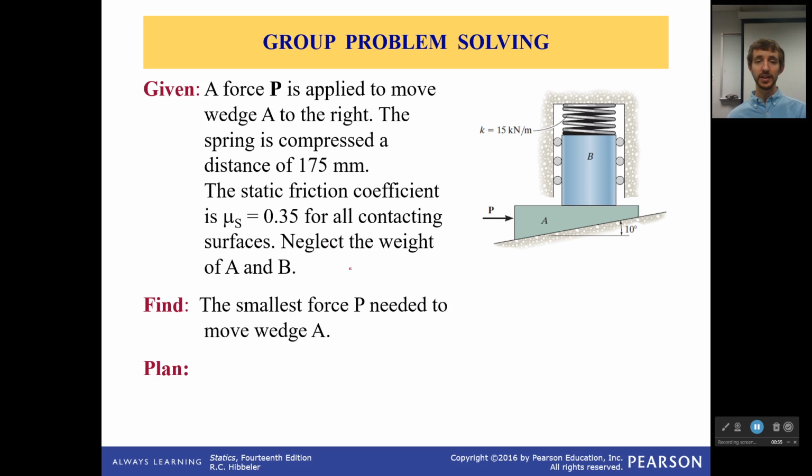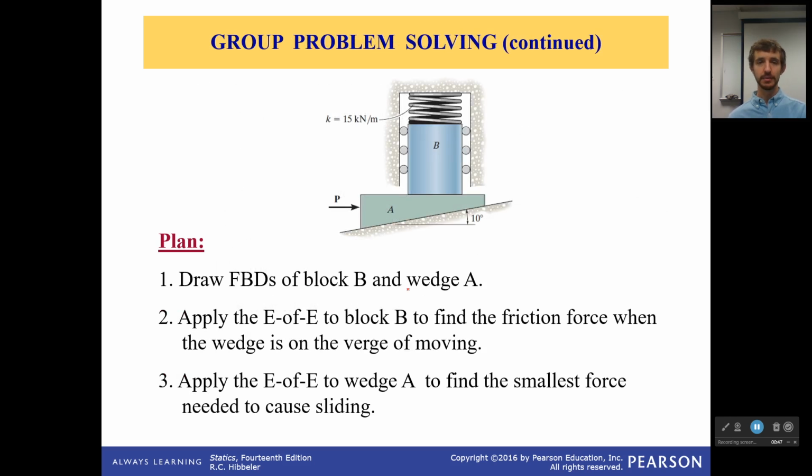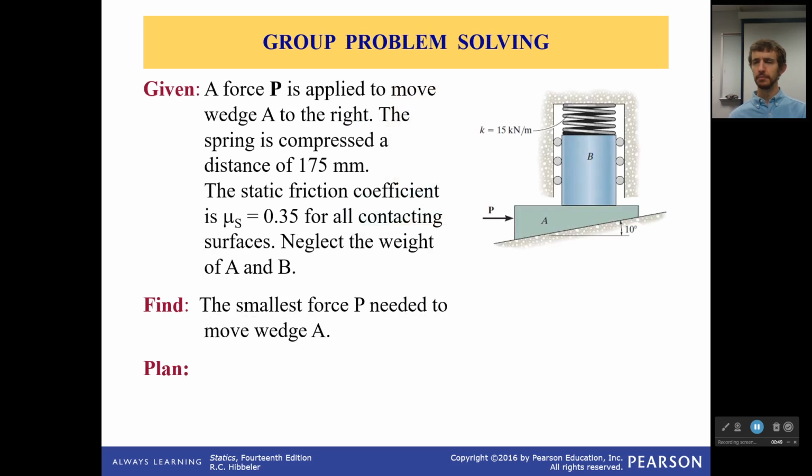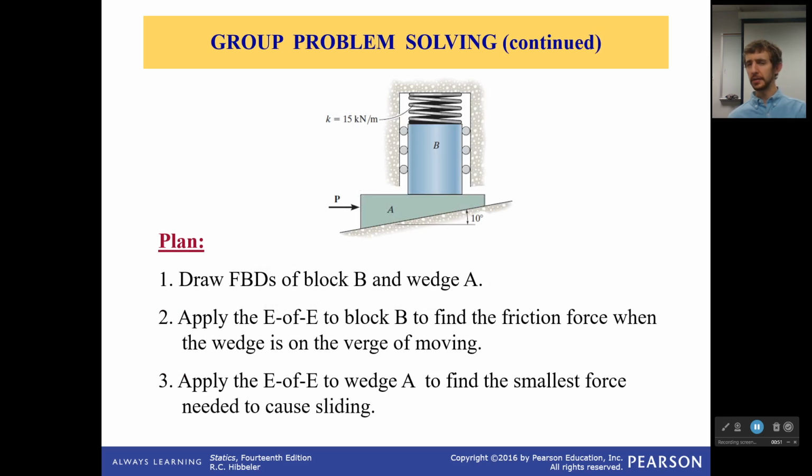We can neglect the weight of A and B. It's a little easier on us. So we want to know the smallest force P needed to move wedge A. Remember, we're trying to move it to the right. Okay, so what's your plan? Your plan is to draw free body diagrams of the blocks at B and A.